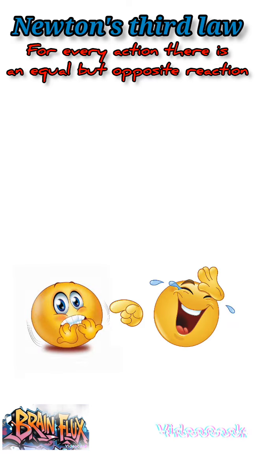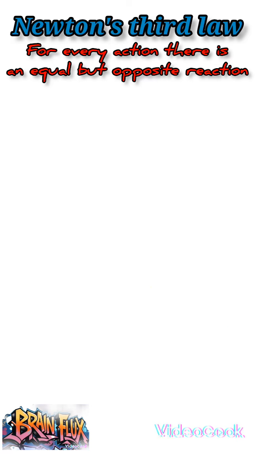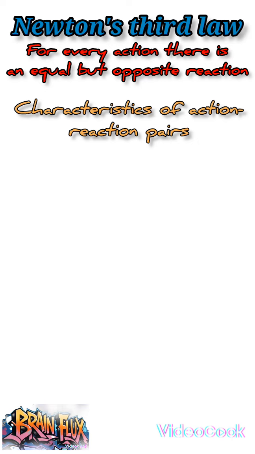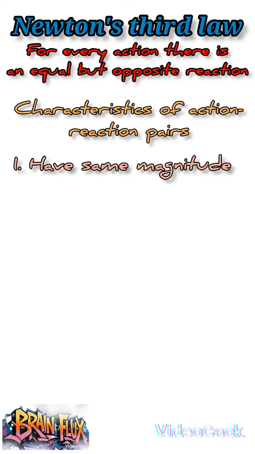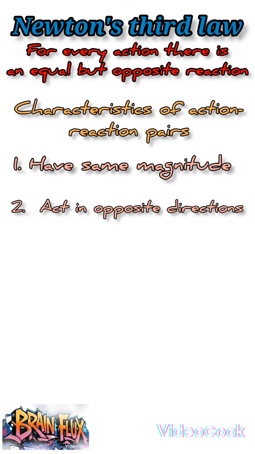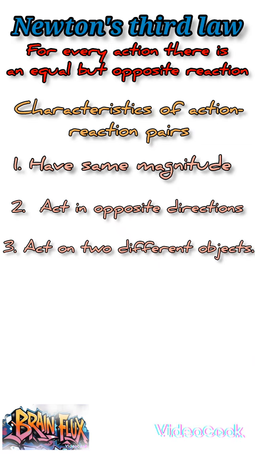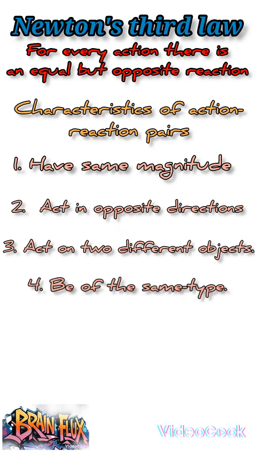Okay, now let's go to the hard part. How can you determine if this is an action-reaction pair? Well, it needs to meet four sets of criteria. Firstly, they need to be equal in magnitude, and by magnitude I just mean size. And then secondly, these forces need to act in opposite directions. Thirdly, they need to act on two different objects, and lastly, they must be of the same type.